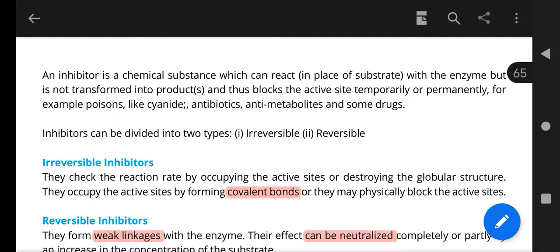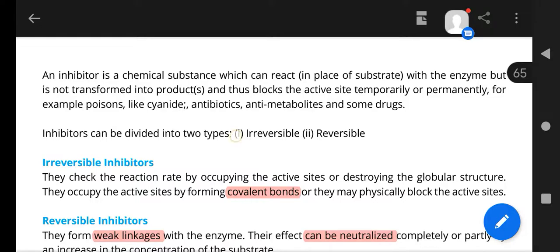Inhibitors, as the name represents, inhibit. These are the things that inhibit the chemical activity of any reaction or enzyme. There are two types of inhibitors. One is reversible and one is irreversible. And reversible has also two types, competitive and non-competitive.